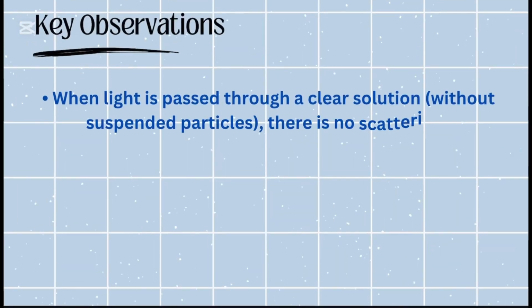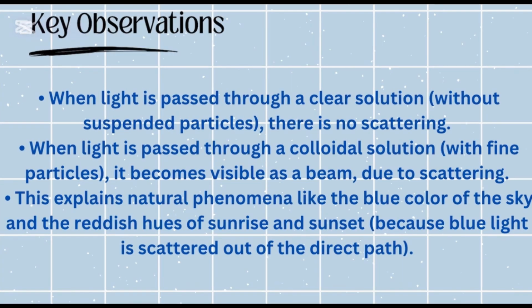Here are some key observations. When light is passed through a clear solution without suspended particles, there is no scattering. And when light is passed through a colloidal solution with fine particles, it becomes visible as a beam due to scattering. This explains natural phenomena like the blue color of the sky and the reddish hues of the sunrise and sunset, because blue light is scattered out of the direct path.